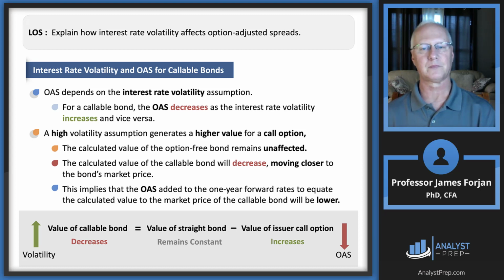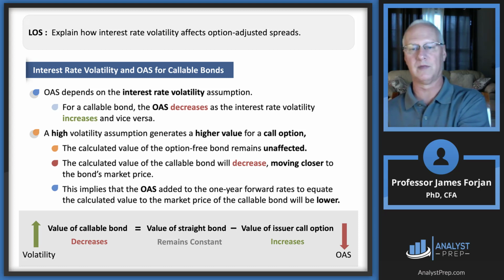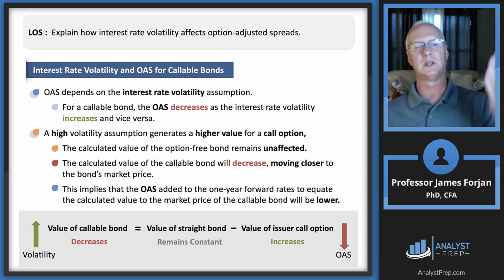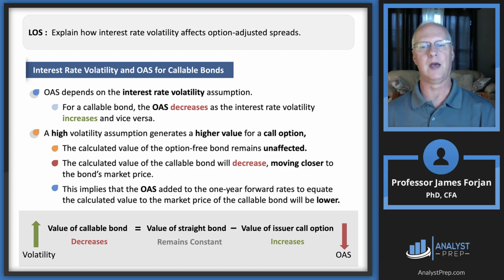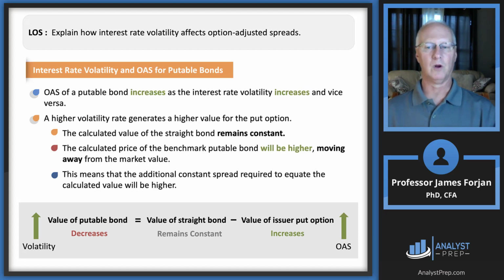We know that. So look down at the bottom in that gray box, value of a callable bond. We know it's equal to the value of a straight bond minus the value of the call option. So when the volatility increases, the value of that callable bond falls, and then let's go all the way over to the far right, that option-adjusted spread. So volatility goes up, option-adjusted spread goes down. And of course, for the putable bonds we're going to kind of halfway turn on our head here, because the option-adjusted spread of the putable bond is going to increase as the interest rate volatility increases.